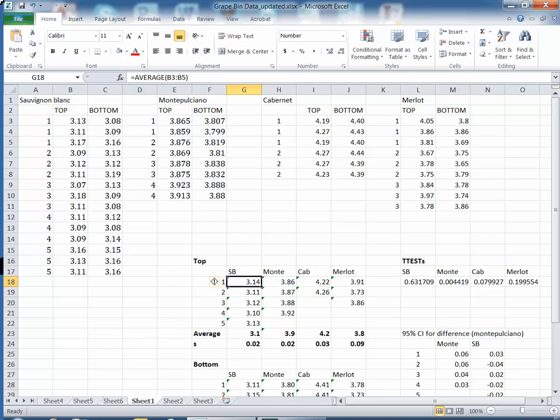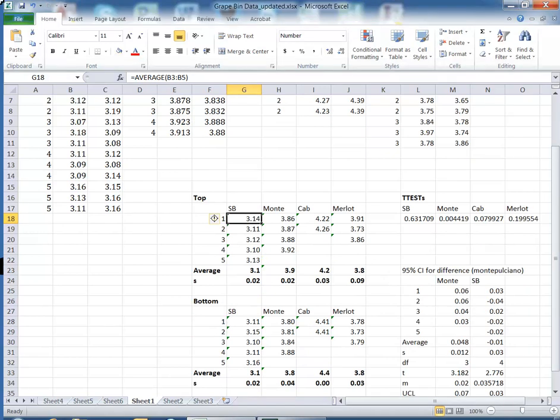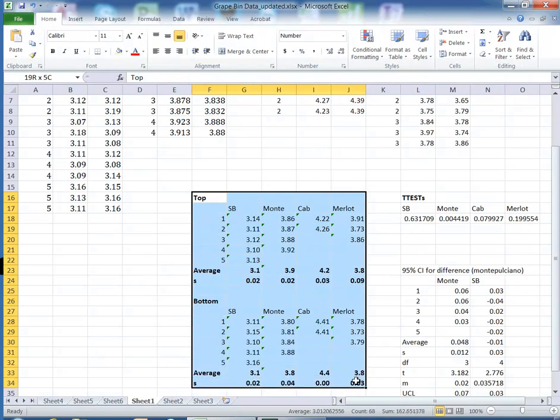Okay, so here's the spreadsheet from the grape data that we collected. All 4 sets from Sauv Blanc, Montepulciano, Cabernet and Merlot. And in assignment 2, we put together some descriptive statistics for these data sets, and I've summarized them for us down here in this area there.